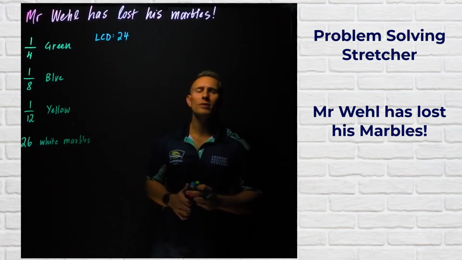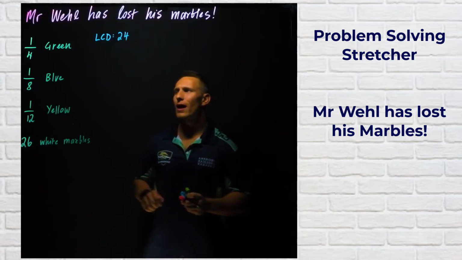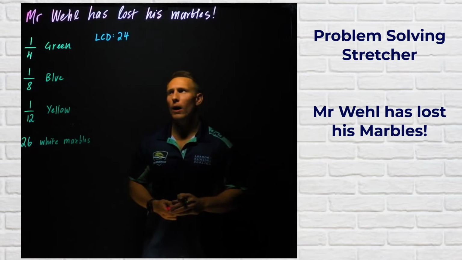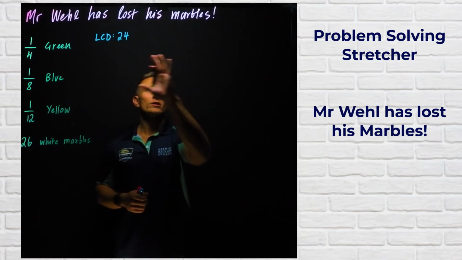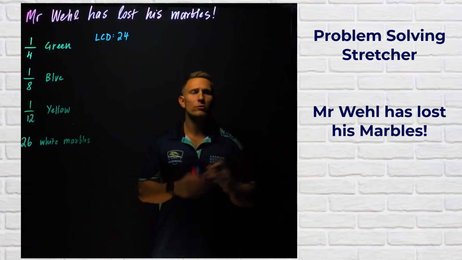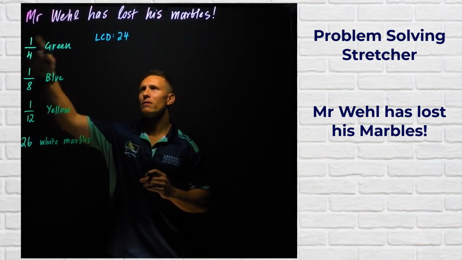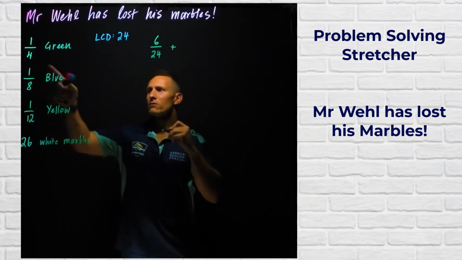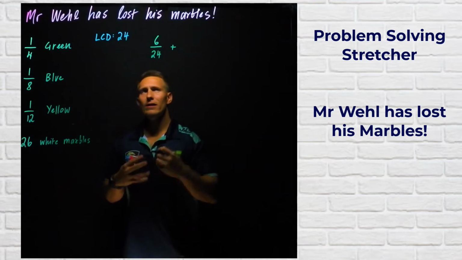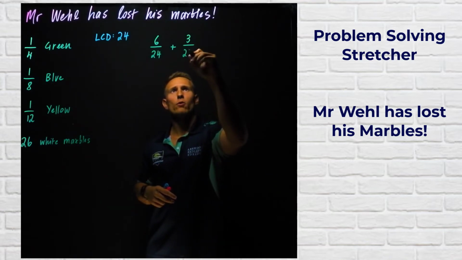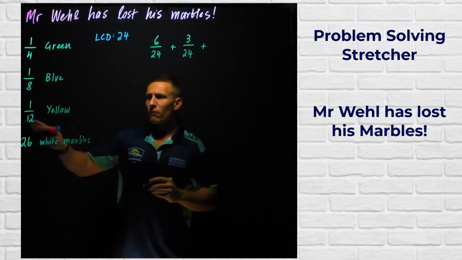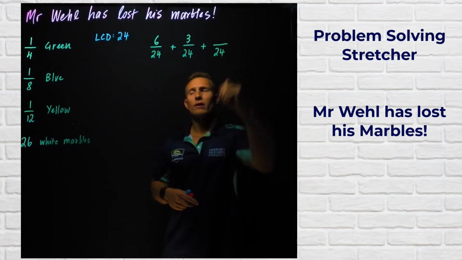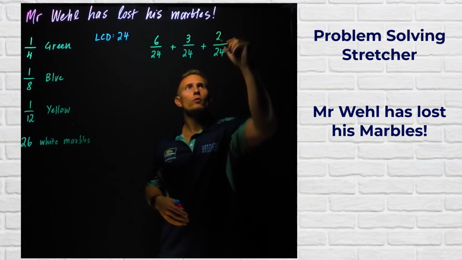Okay, so we know that our lowest common denominator is 24. What we need to do now is find an equivalent fraction for each that has a denominator of 24. So we're going to have to multiply this fraction by 6, so this fraction will become 6 over 24. This fraction here we're going to have to multiply by 3, that's going to become 3 over 24. And our final fraction we're going to have to multiply by 2 in order to get a fraction with a denominator of 24, and if we multiply 1 by 2 we get 2.